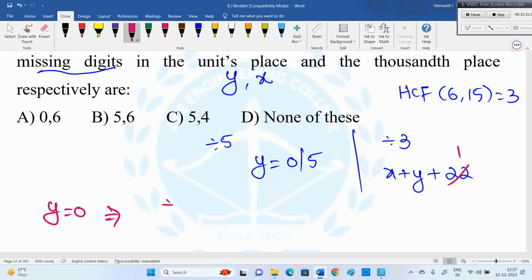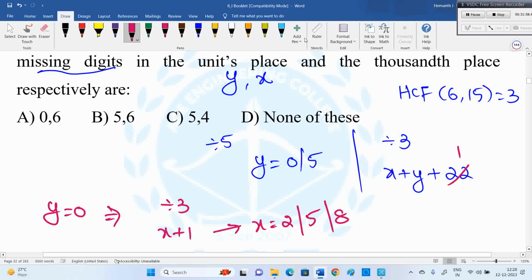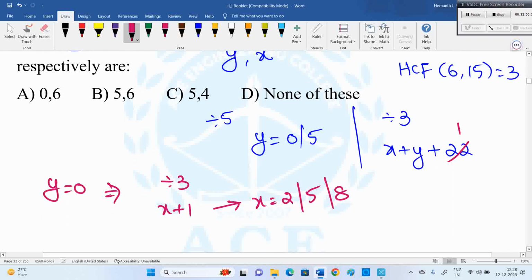For divisibility by 3, it should be x plus 1. Then x can be 2, because 2 plus 1 is 3, which is divisible by 3. x can be 5. 5 plus 1 is 6, divisible by 3. x can be 8. 8 plus 1 is 9, divisible by 3. So when y is 0, x can be 2 or 5 or 8. That's one possibility. Next possibility, y is 5.